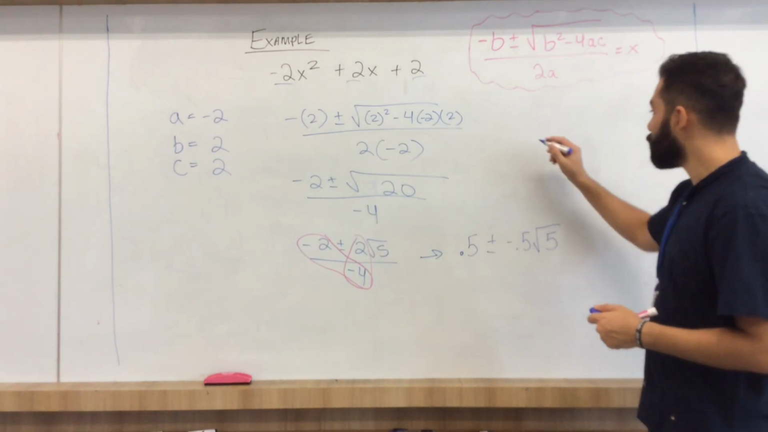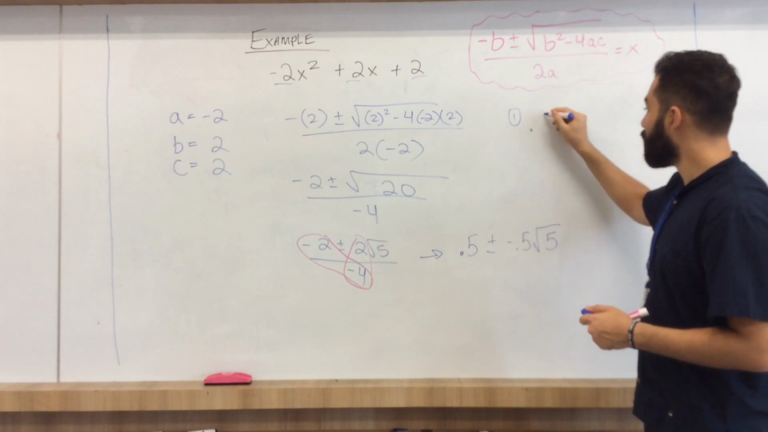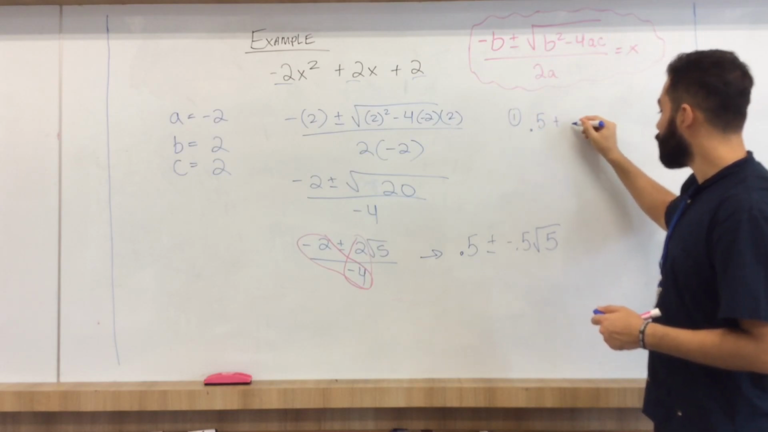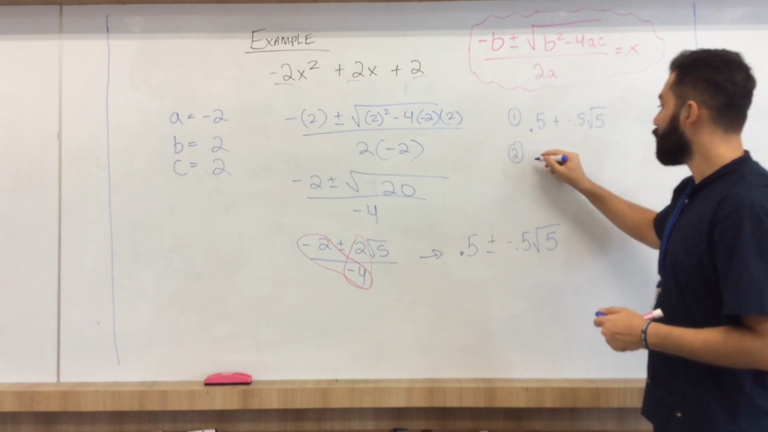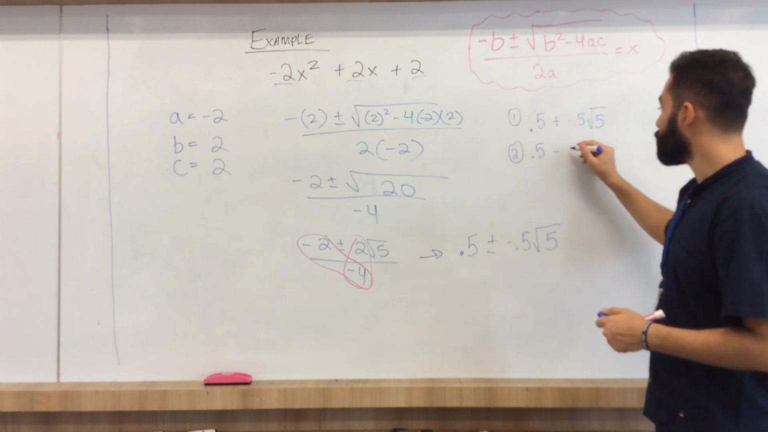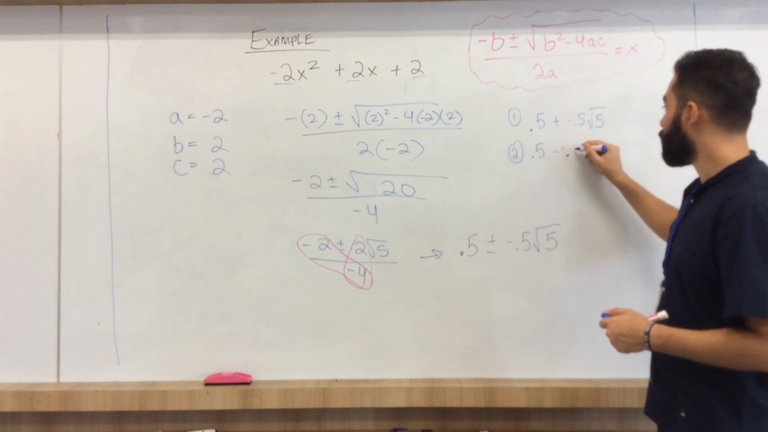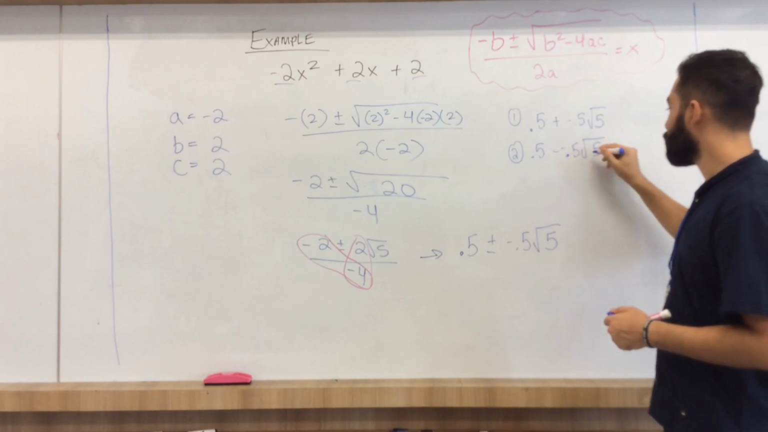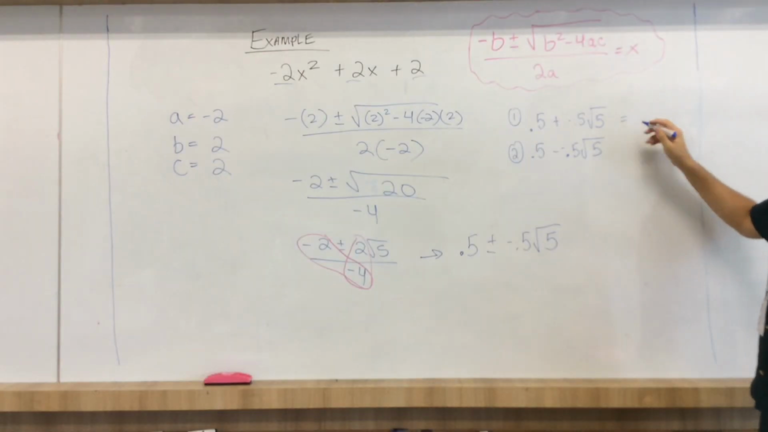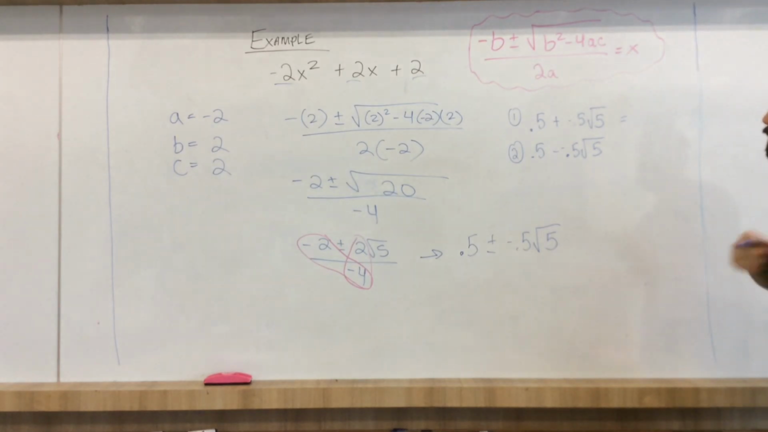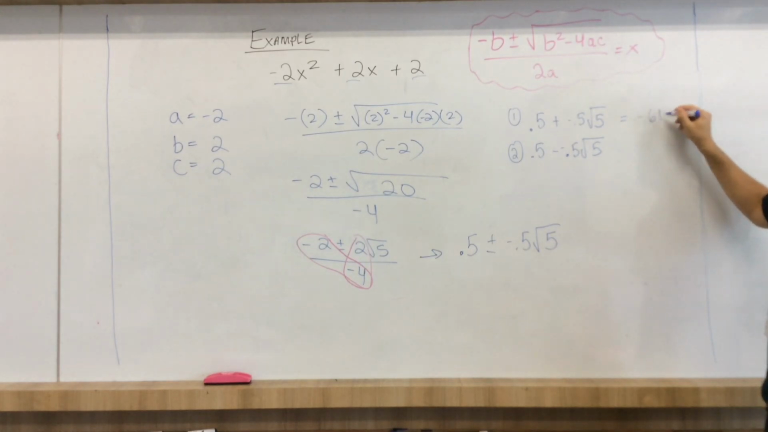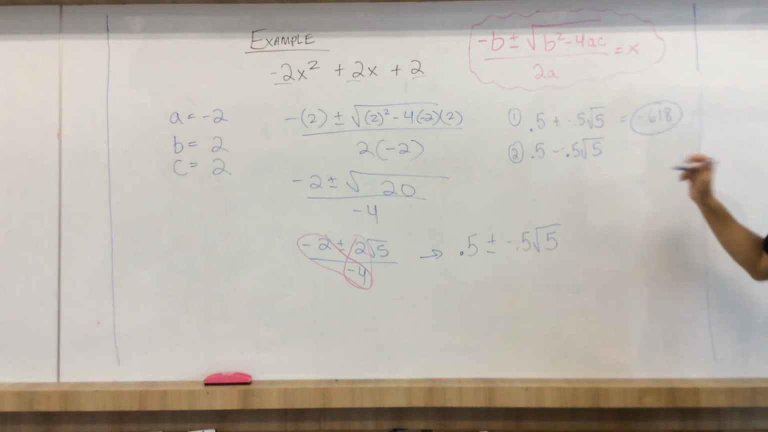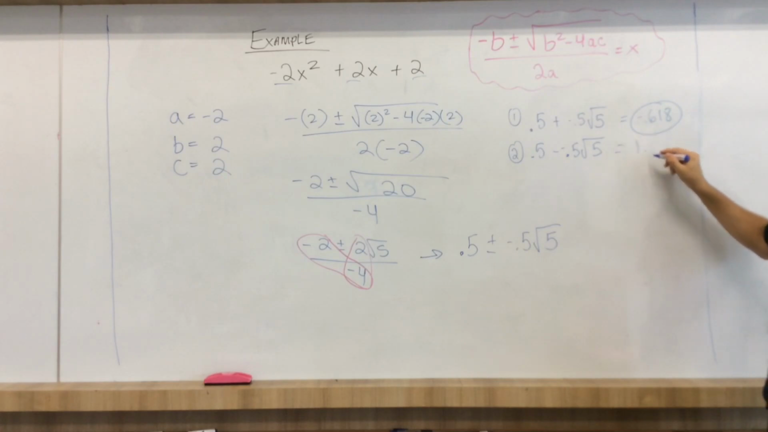So your first answer is going to be, let's write it up here, 0.5 plus a negative 0.5 square root of 5. And your second answer is going to end up being 0.5 minus a negative 0.5 square root of 5. When you finish this off, now you do need a calculator for this, because I don't expect you to know what the square root of 5 is, but you end up having negative 0.618 as one x value, and for your other x value, you end up getting 1.618. That's your other x value.